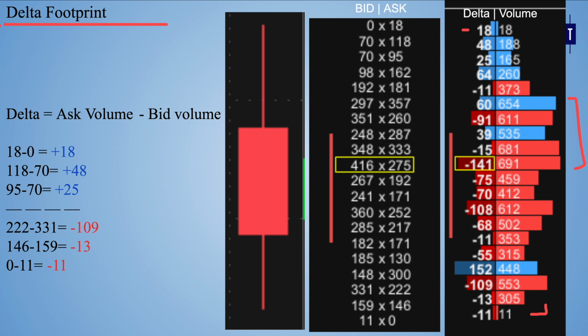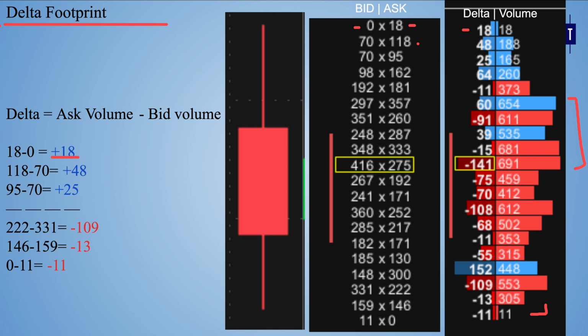We have this 18 at the top, all right? Delta is simply ask volume minus bid volume. Here's the ask and the bid. So it's 18 minus 0 to get a positive delta of 18. Remember, the 18 is buy orders. 18 minus 0 gives us plus 18.